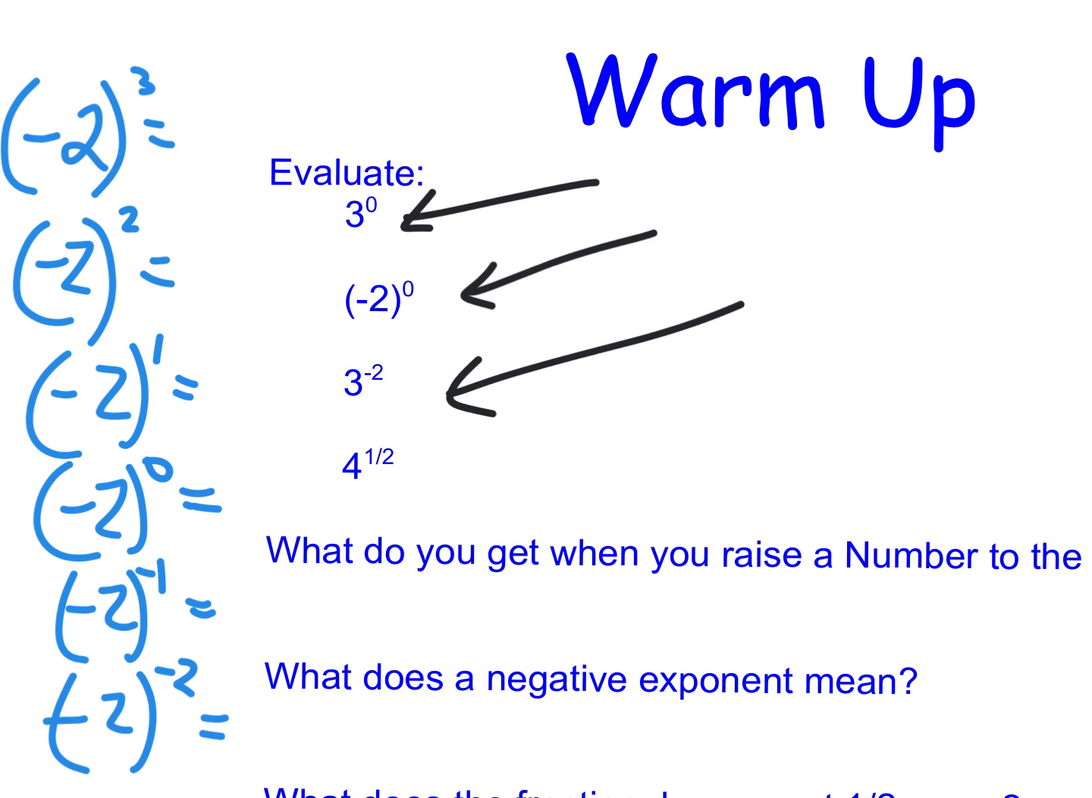Can you tell me what to do for negative 2 to the third? Is it negative 8 or is it 8? Negative 8. How about negative 2 to the second? Notice it's positive, because it's a negative 2 times a negative 2, which makes it positive. How about negative 2 to the 1? Negative 2. You see how it's alternating? Negative, positive, negative.